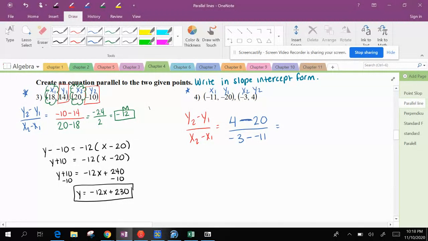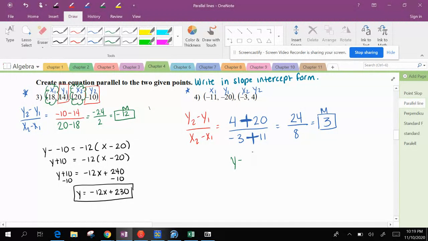Two negatives make a plus. So I have 4 plus 20 is 24. Negative 3 plus 11 is 8, sorry. And 24 divided by 8 is 3. So this is my new slope, and now it's very similar to the previous day where you pick a point and plug it in. I'm going to pick the second point because it's smaller numbers. That's my rationale.